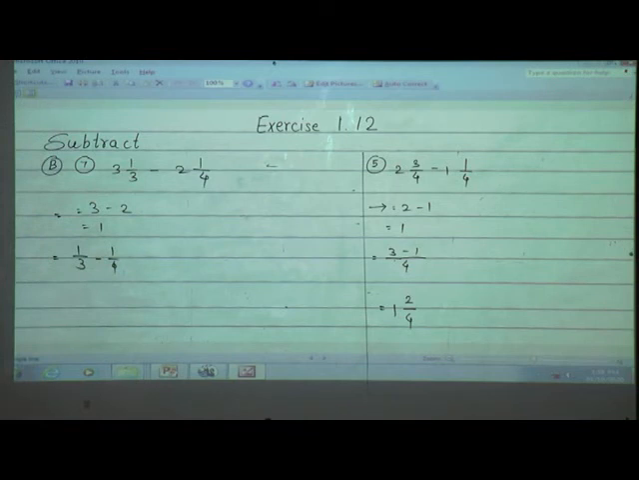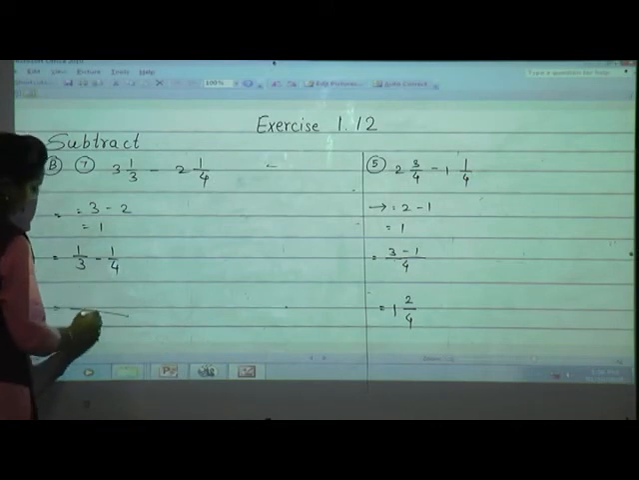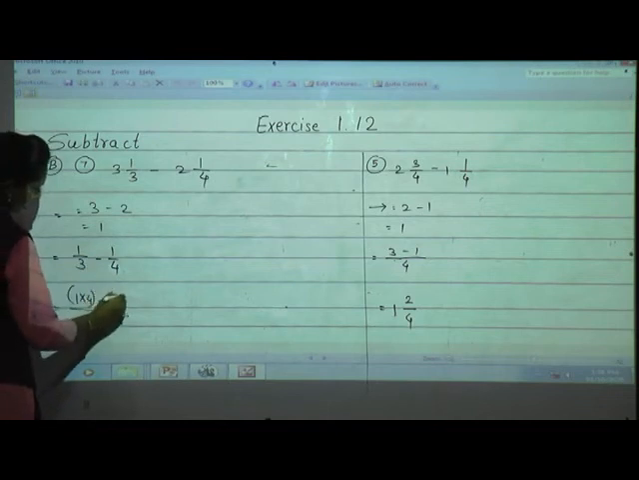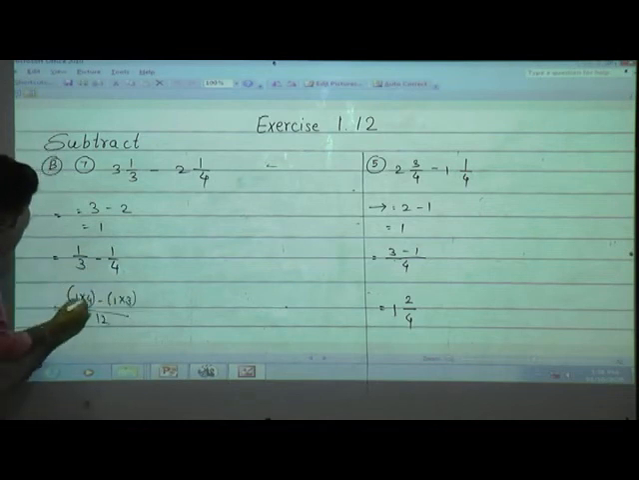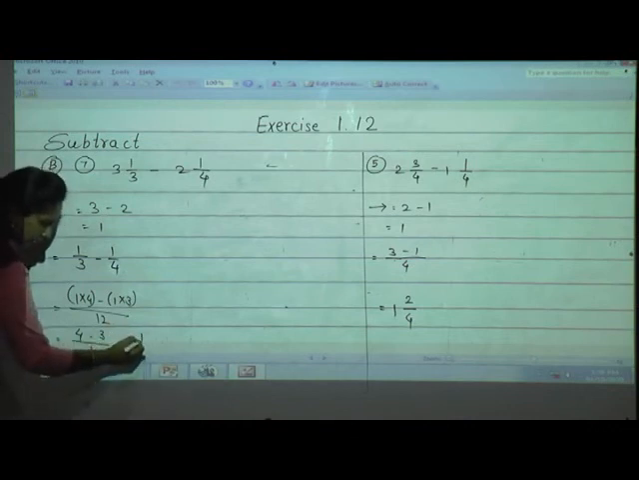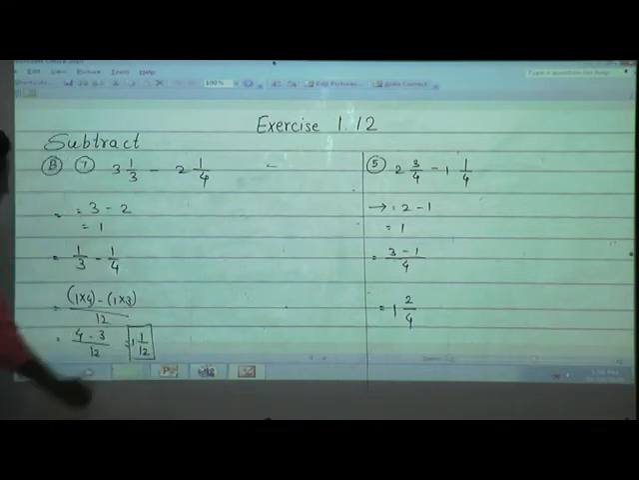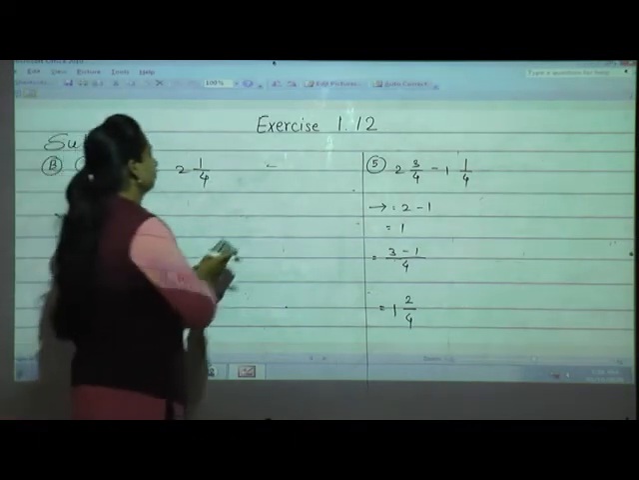Okay. Now denominators are not same, so what we have to do? Multiply. 3 4s are 12. Then cross multiplication. 1 4s are 4 minus 1 3s are 3 upon 12. So 4 minus 3 is 1 upon 12, and the whole number is 1. So this is the final answer. Clear? Is that clear? Yes, very good. Now next example, 11th one I will solve for you.